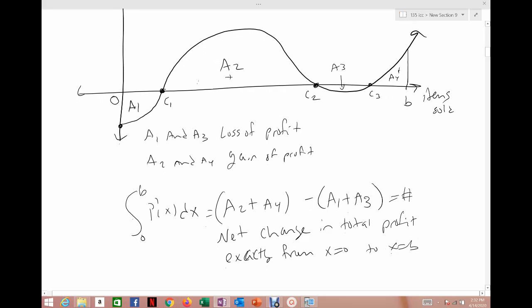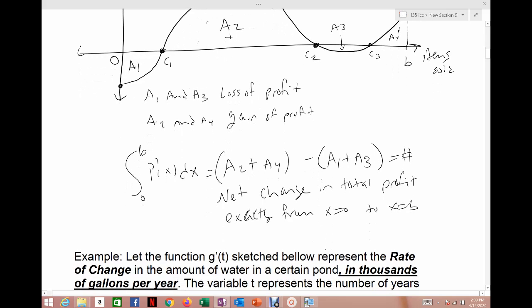Based on my picture, it looks like I have a gain. It looks like I have more positive area, because this is a really big positive area. So it would be a big positive number, meaning if it comes out to 2,000, there was a net gain of 2,000. It doesn't mean I got $2,000 the whole time. Some of the time I lost money, some of the time I gained money. Overall, at the end of producing B items, there was a total net gain in profit, or a net loss if there was more negative area.